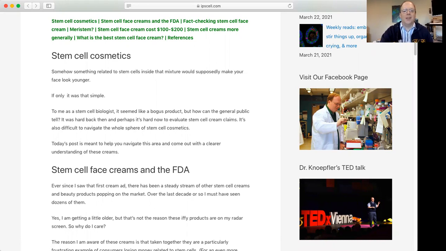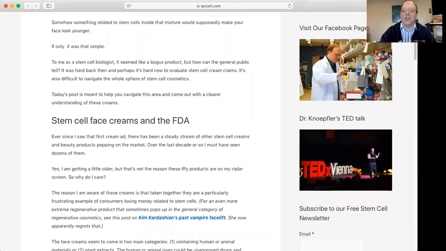Stem cell face creams, and we should maybe put stem cells in quotes, are really trying to build off the buzz about stem cells. There's a lot of legitimate excitement about stem cells, but just because you slap the name stem cells on something doesn't mean, first of all, that there are even really stem cells in there, or that it does any good. And of course, anything that you apply to your face or get an injection of or take as a pill is going to have some risks.